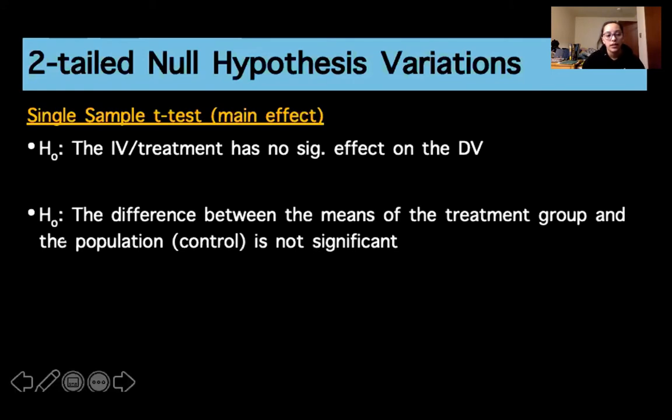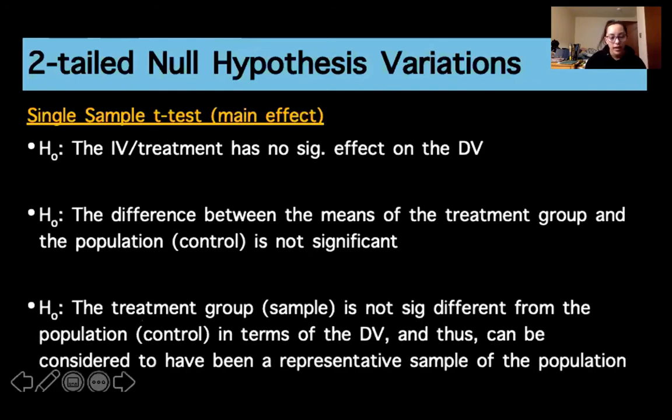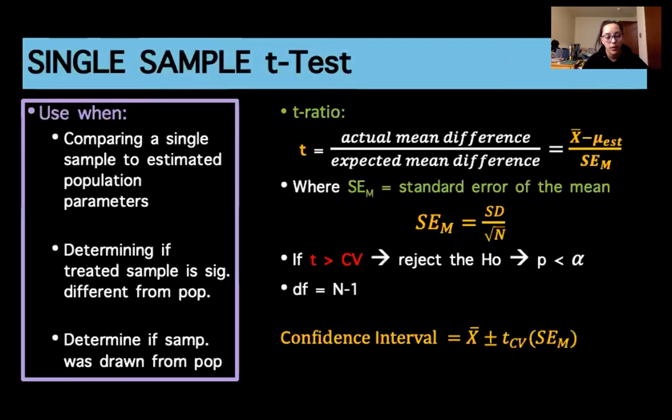We can also word this another way. So all of these mean the same thing. They're just different wordings, okay? So we could say the difference between the means of the treatment group and the population, which is kind of like our control, is not significant, right? Or the means are equal, okay? The treatment group, which is our sample, is not significantly different from the population control in terms of the dependent variable measurement, and thus can be considered a representative sample of the population. So all drawing back to the points that I had on this slide.